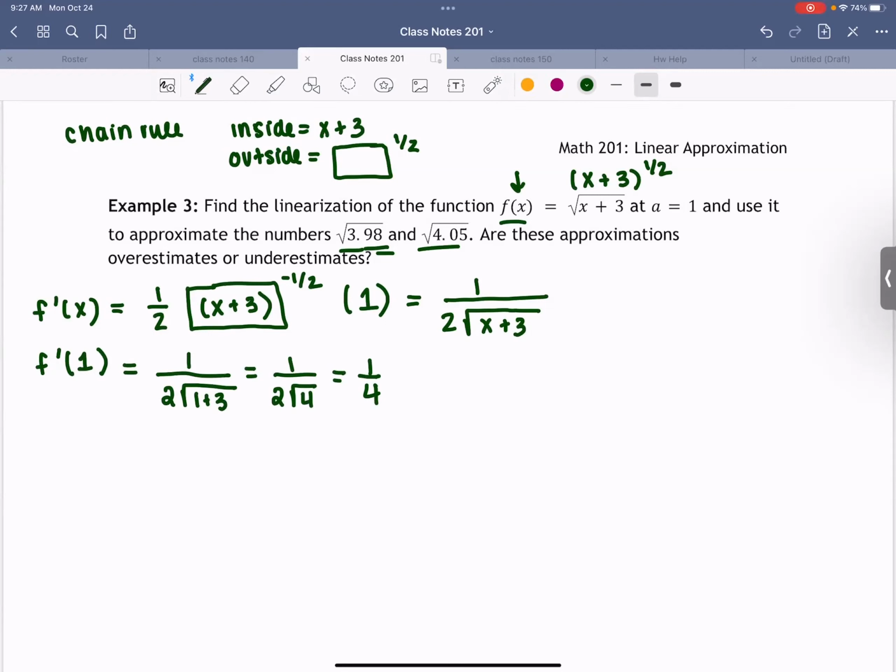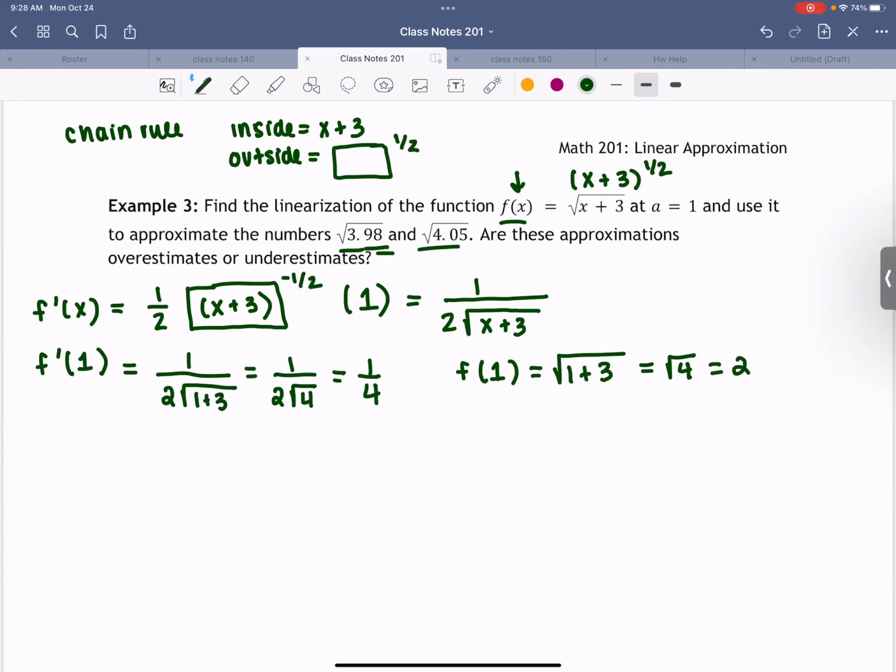Now remember, step 3 of finding the tangent line equation is to find my function evaluated at 1. So not just plugging 1 into the derivative, but also plugging 1 into my original function. This is the square root of 1 plus 3, which is 2.